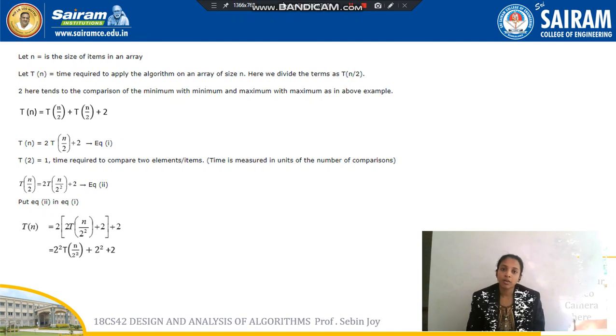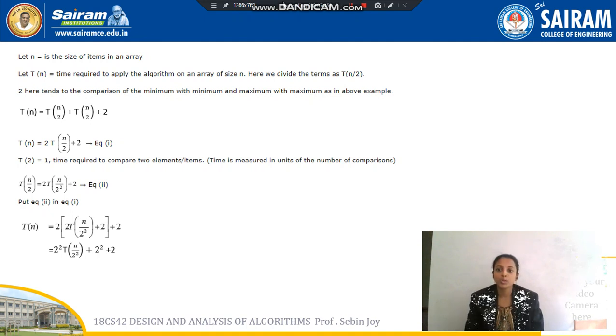So instead of comparing all the elements, we are dividing into two halves. That is called divide and conquer. Divide first, then conquer. That means divide first and find the solution. And one more thing we have to find is the analysis part. You have to find the time efficiency. Since it is a recursive algorithm, you have to write the recurrence relation for this. That is the recurrence relation being written here.